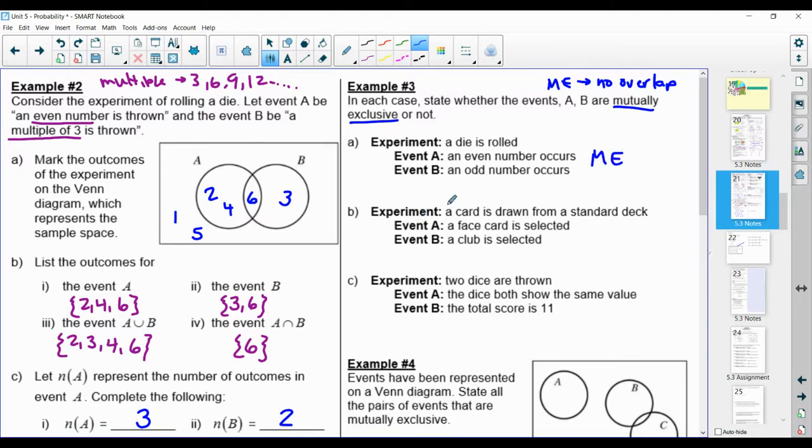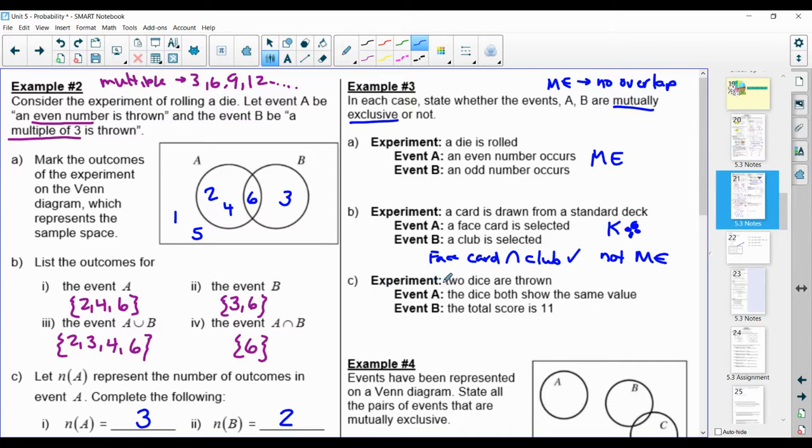The next one, it says a card is drawn from a standard deck, a face card is selected, and a club is selected. Well, we can get a face card that is a club. So we can have a face card and club. That's possible. For example, we could have a king of clubs, we could have a queen of clubs, a jack of clubs, and so on. So these are possible. So this is not mutually exclusive.